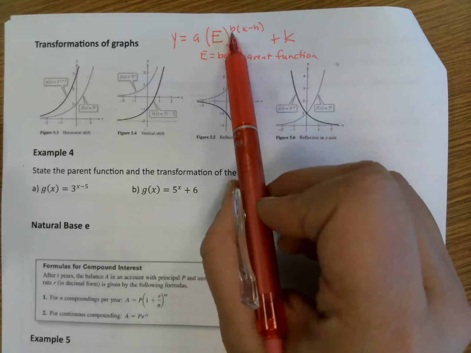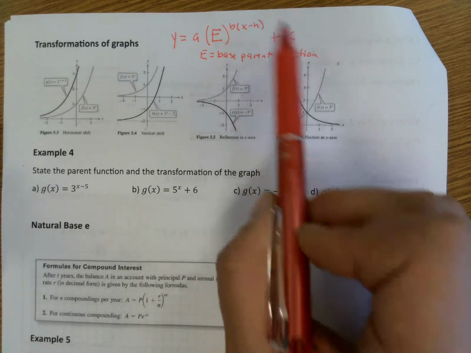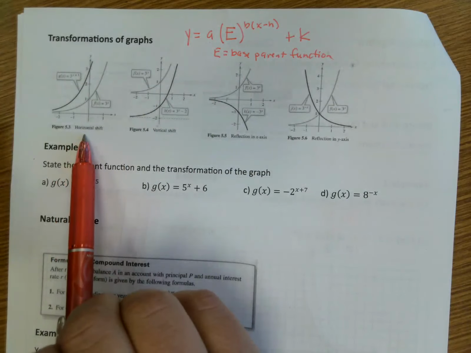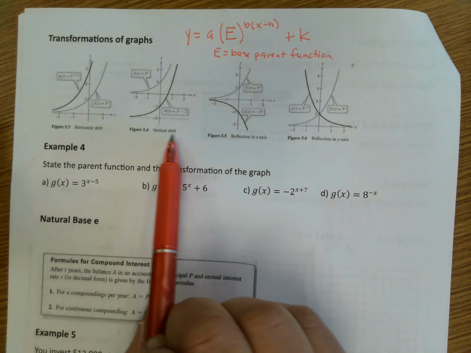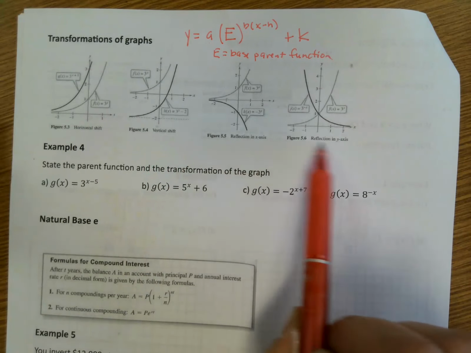If it is less than 1, that would be a horizontal stretch. If it's greater than 1, it would be a horizontal compression. This moves it left and right. This would move it up and down. So again, here's my horizontal shift, vertical shift. These are just examples, reflection and reflection.